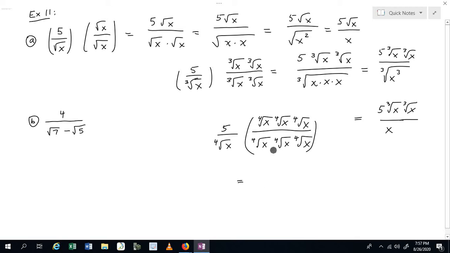And so what would happen down here is you would get the fourth root of x to the fourth, and of course on top you would just get 5 times the fourth root of x times the fourth root of x times the fourth root of x. But the important point is that this is now x. The fourth root of x to the fourth is simply x.